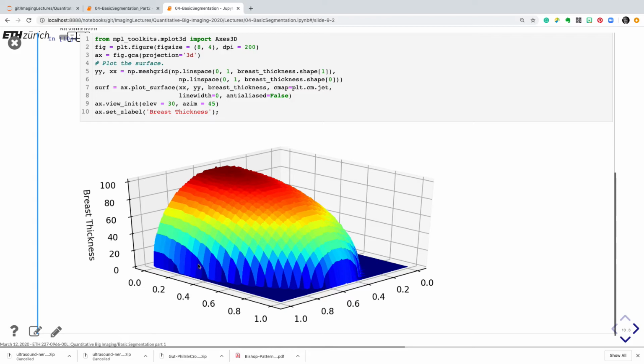And this would be the projection image instead. So now this image is the line integral through this volume data. And here we can see now what the thickness is.